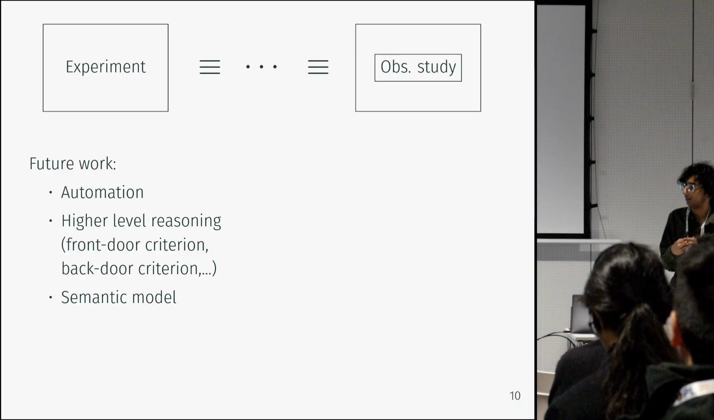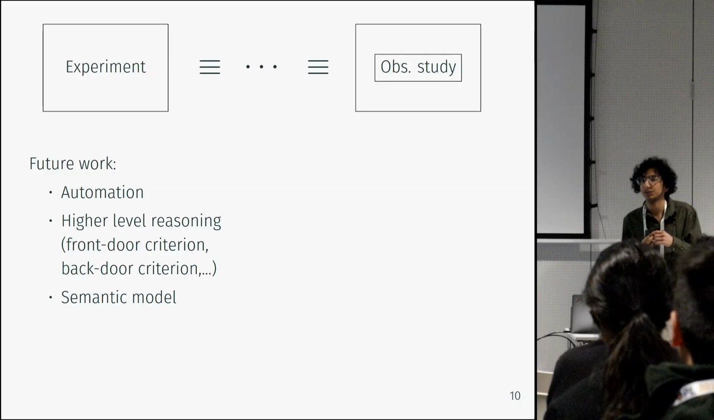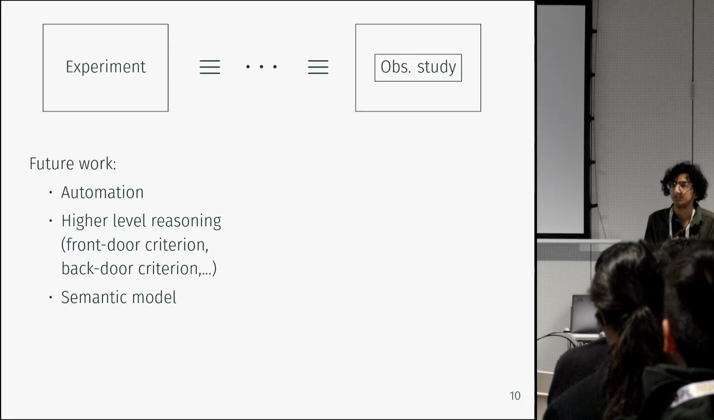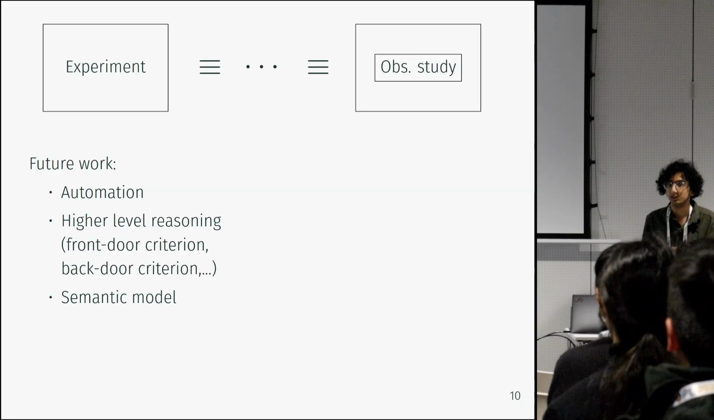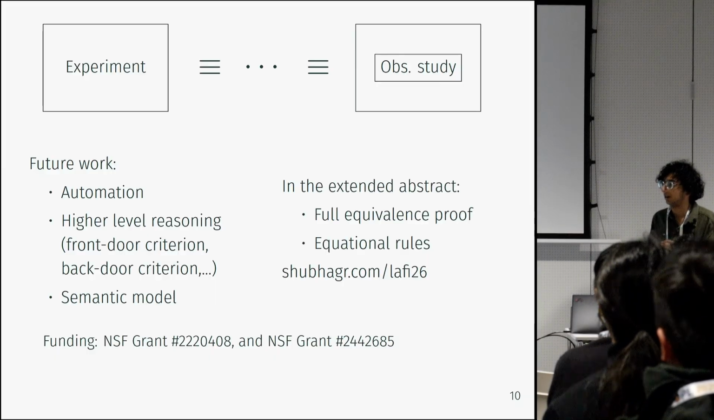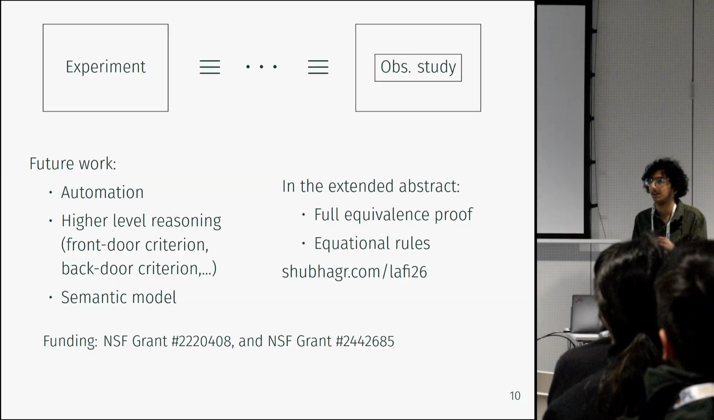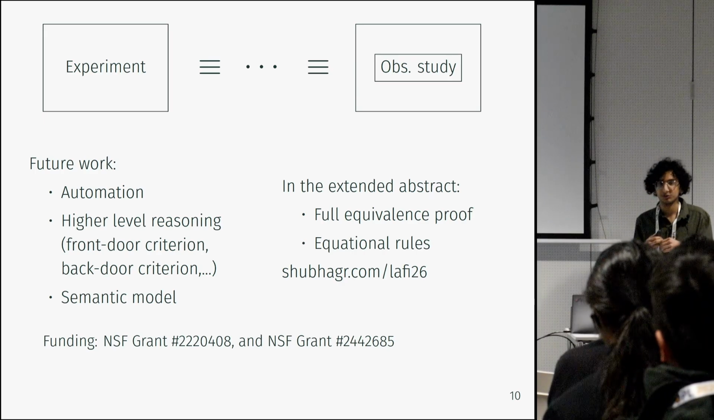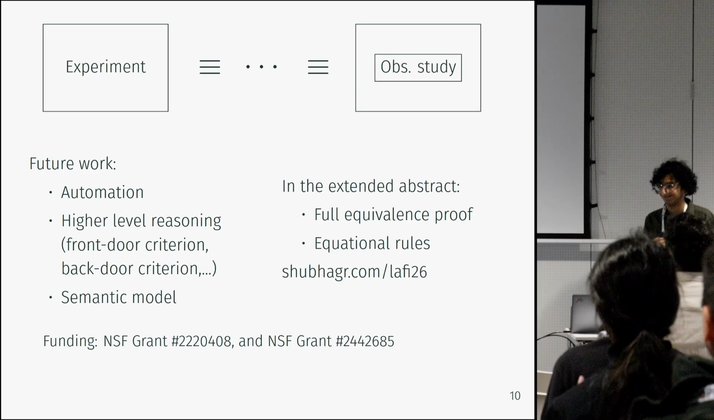In future work, we want to work on automation for these equations. We want to work on some higher level reasoning that looks closer to what the Due calculus does. And we also want to work on a semantic model that can help us to validate the equations. In the extended abstract, we have a full equivalence proof and equational rules. So I'm happy to talk about that, and also during the poster session. And yeah, I'm also happy to take questions.